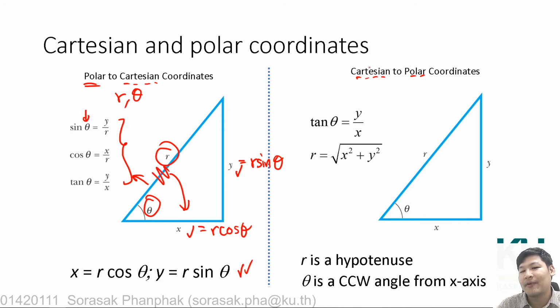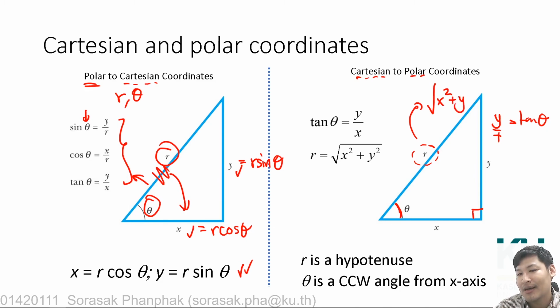And if you would like to convert from Cartesian to polar, you also know theta. From the right angle triangle here, y over x is tan theta. And the magnitude of the vector r here is from the components, x squared plus y squared, as shown here. R is called the hypotenuse, which is the longest distance opposite to the right angle. And this theta now represents the counterclockwise direction, so here is this direction.